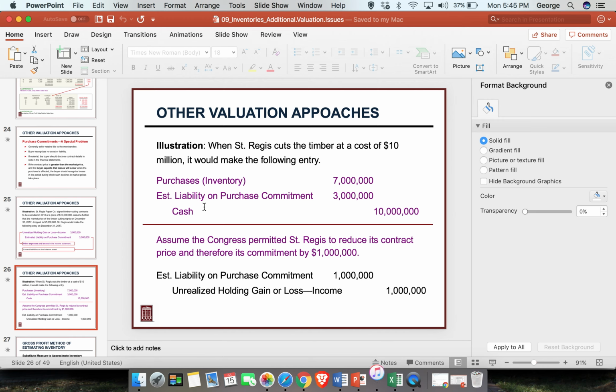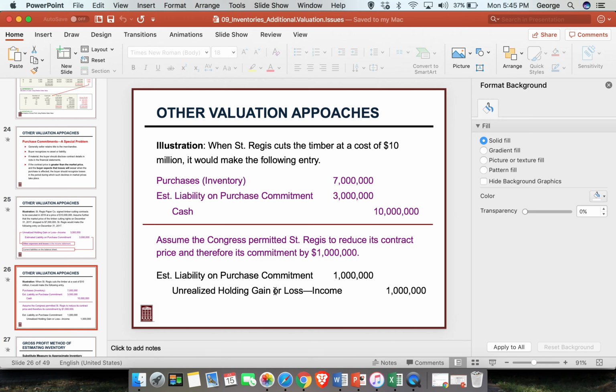But up here, when St. Regis cuts the timber and it costs $10 million, make the following entry: debit inventory $7 million. Right now they have title to the inventory and possession of it. Debit the liability on purchase commitments $3 million, and then credit cash for $10 million. But Congress permitted St. Regis to reduce the contract price, and therefore the commitment was reduced by $1 million. So we can reduce the liability and then reduce the loss, basically recording that as a gain. So instead of our loss being $3 million, now it's $2 million.